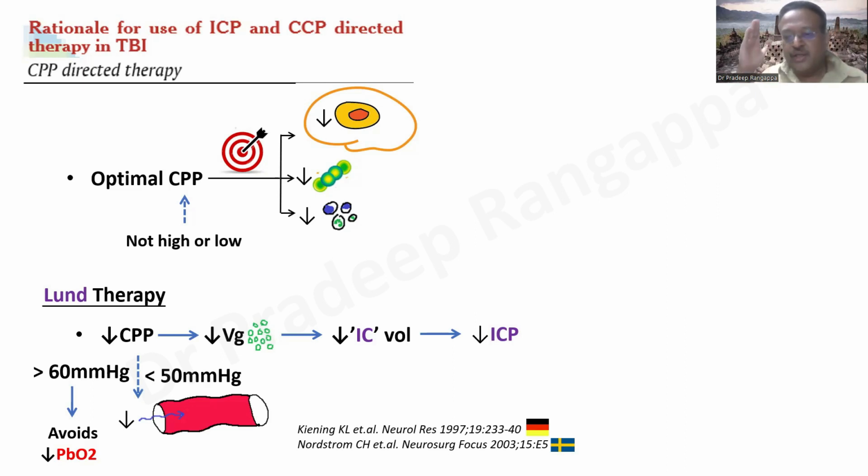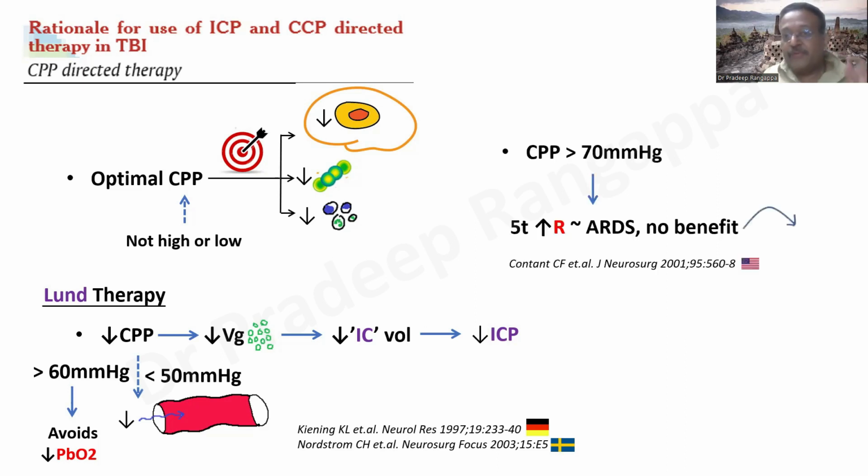50 to 70 is the range. More than 70 is bad. Less than 50 is reduced cerebral blood flow. 60 is a good number. We'll talk a little bit in detail as to whether 60 is better, 65 is better, so on and so forth. So CPP more than 70, there is a study to show that there is 5 times increase in the risk of ARDS and there's no benefit in outcome. So more than 70 is bad, less than 50 is bad. So in exams, write 50 to 70 is safe.